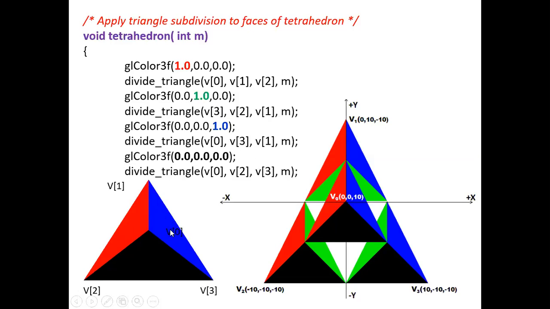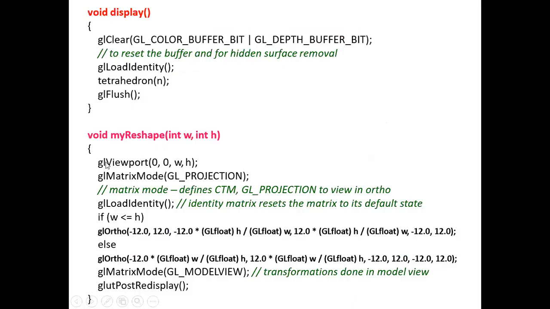Then I have this part of the triangle, which is blue color, glColor3f 0.0, 0.0 and 1.0. This is my triangle. What are the vertices involved here? Vertex 0, vertex 3 and vertex 1. So V of 0, V of 3, V of 1, comma, M. Finally, glColor3f, I'm using 0.0, 0.0, 0.0, which means black color. This black face is vertex 0, vertex 2 and vertex 3, comma, M. Like this you have to draw your tetrahedron.